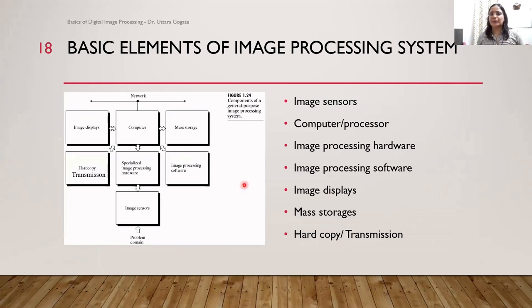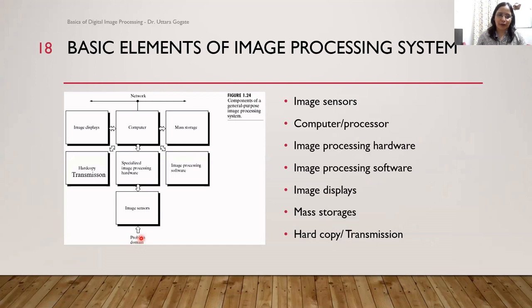Then we will discuss some of the basic elements in an image processing system. Whenever you want to capture the image and process it, first capture, then store it on the computer, and then process. For that, we require a specialized image processing system with specialized hardware and specialized software. So all these things we have included.